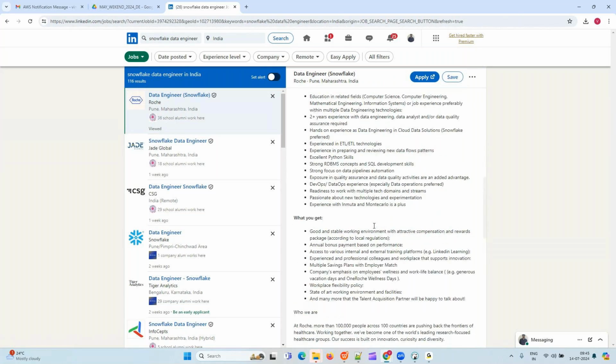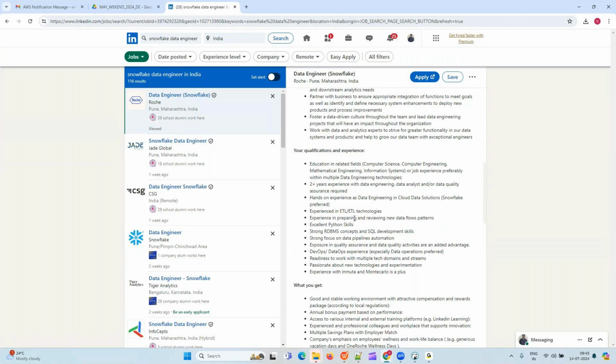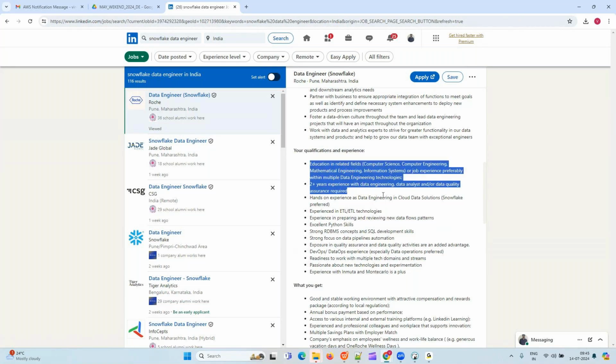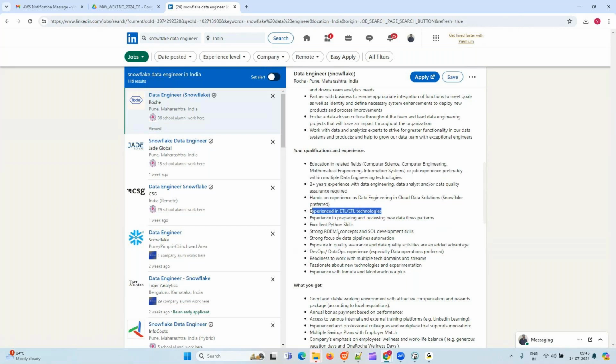They're asking for 2+ years of experience with data engineering, data analyst, data quality, experience in ETL and ELT technologies, and they're asking you to know SQL, right? So these are different kinds of technologies here. If you go to any company and you want to become a data engineer, you need to know a set of tools here.